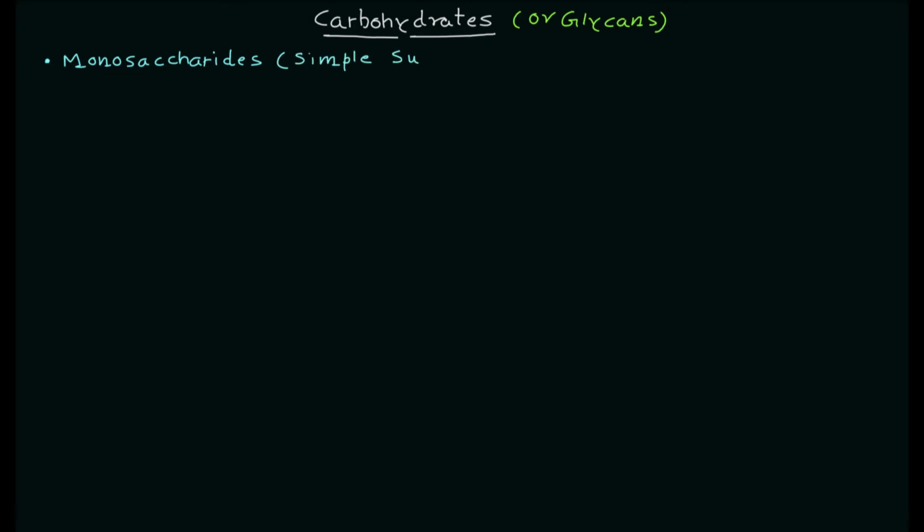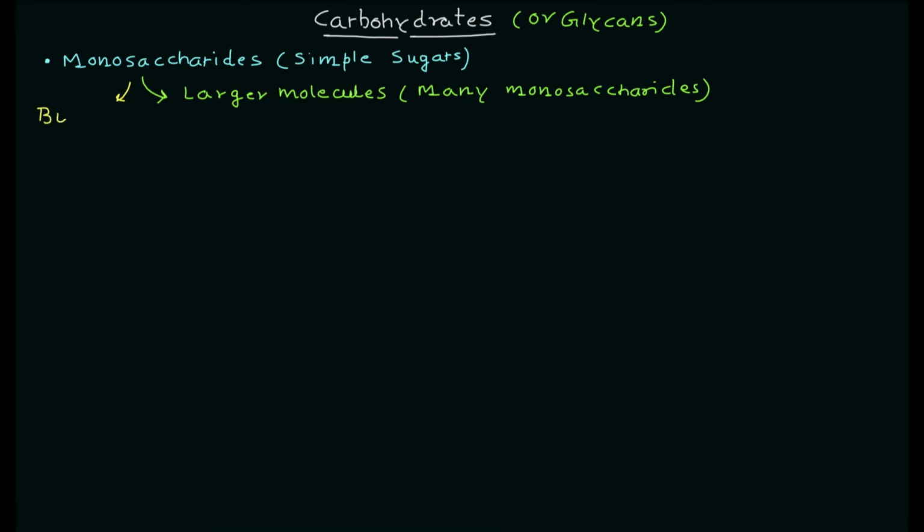They are also known as simple sugars, and when monosaccharides combine together with the glycosidic linkage, you'll get larger molecules, and those larger molecules are composed of many monosaccharide molecules. Some of the examples that you already know include glycogen, starch, and cellulose. They are some of the most important polysaccharide molecules of our living system.